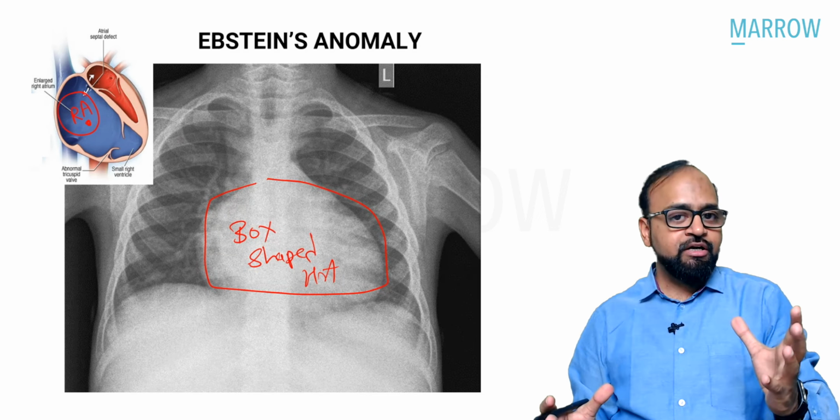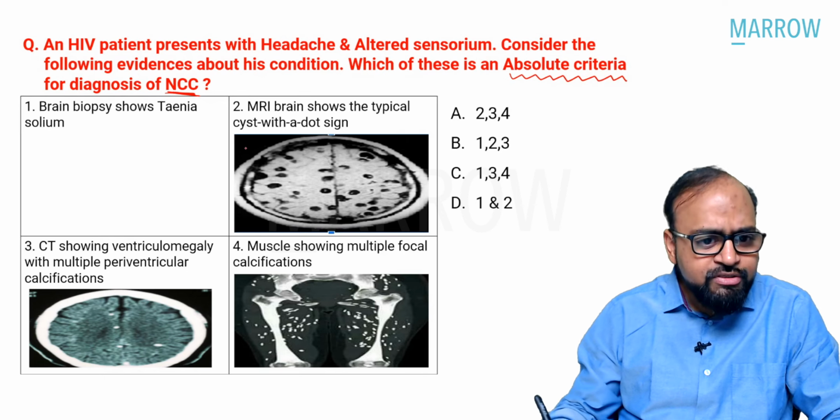Okay, now see here another specific question. An HIV patient presents with headache and altered sensorium. Consider the following evidences about his condition. Which of the following is an absolute criterion for the diagnosis of neurocysticercosis? So a very specific question. They've asked you not a definitive clinical diagnosis, but the absolute criteria. Now, look at the options.